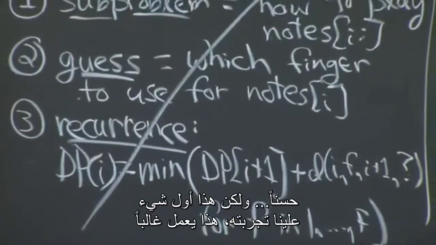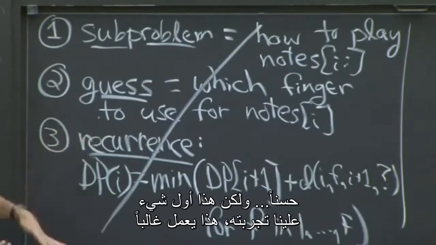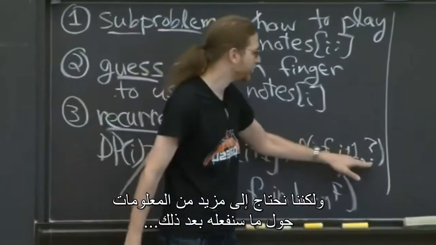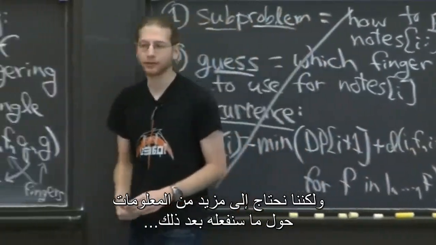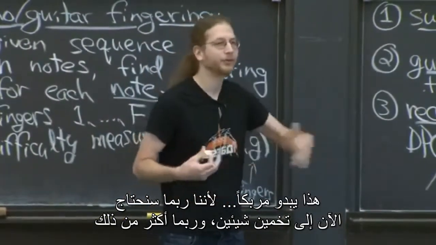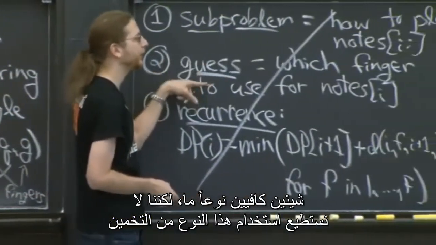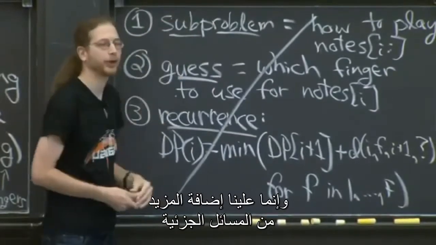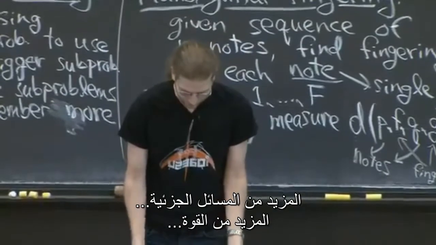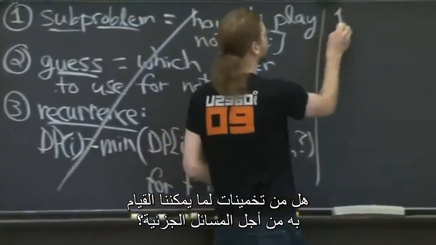But it's the first thing you should try, because often this works. For simple DPs, that's enough for subproblems. But we need to know more information about what we're going to do next. And this seems very worrisome, because maybe now we have to guess 2 things. Do we have to guess more than 2 things? Turns out 2 things is kind of enough. But we cannot use this type of guessing. We need to add more subproblems. More subproblems, more power. So any guesses what we could do for subproblems?